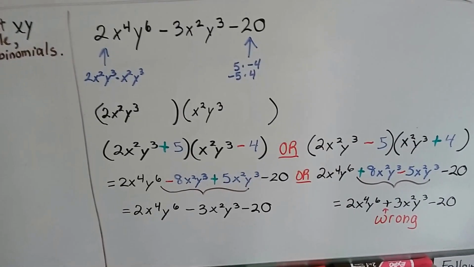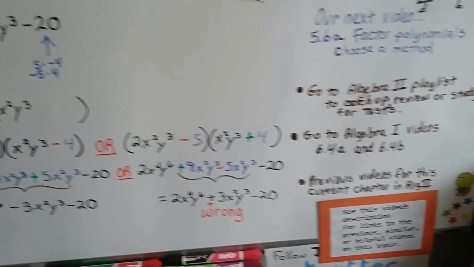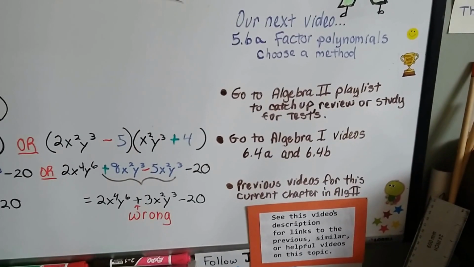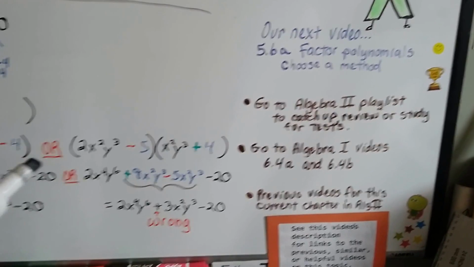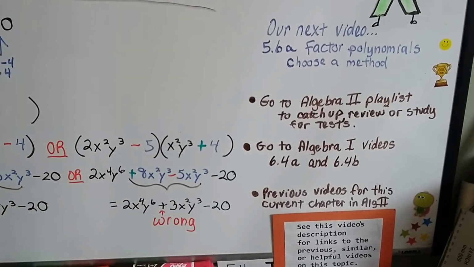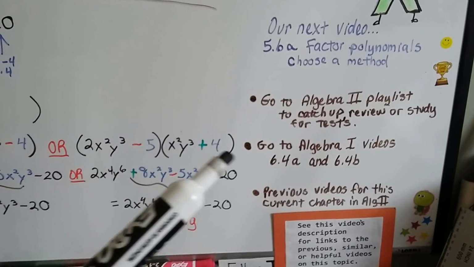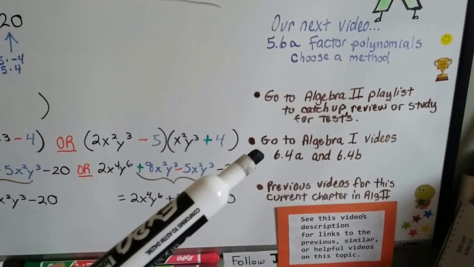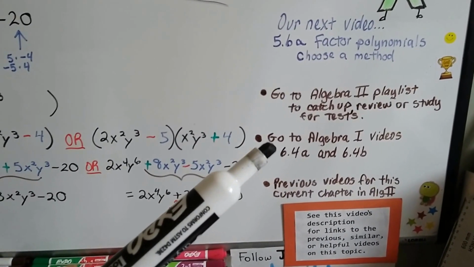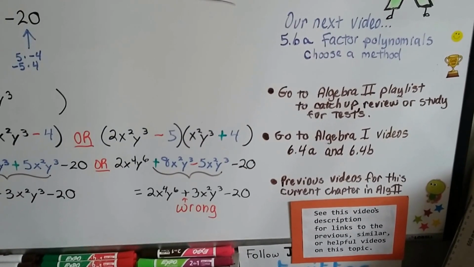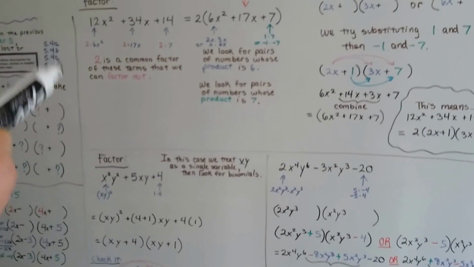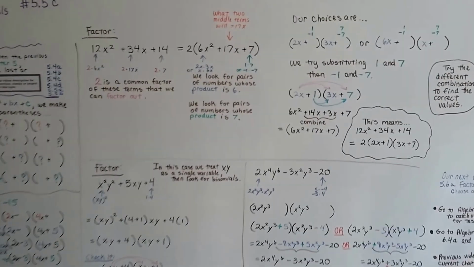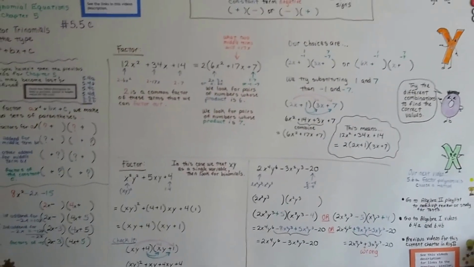All right, our next video is 5.6a, and we're going to talk about how to factor polynomials and choosing different methods, because there's a lot of different ways we've learned. I'm going to add this video to the Algebra 2 playlist. I am going to put links to 6.4a and 6.4b from Algebra 1 in here, and any of the previous videos that we've talked about recently are going to be in this video's description, so you can just click on them, okay?